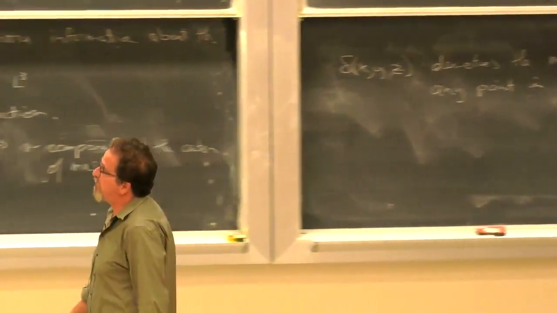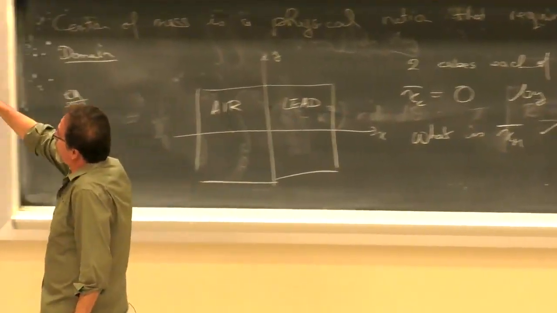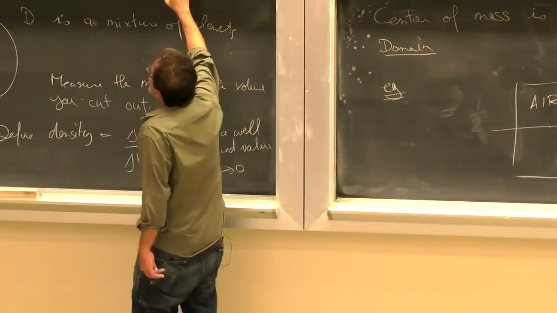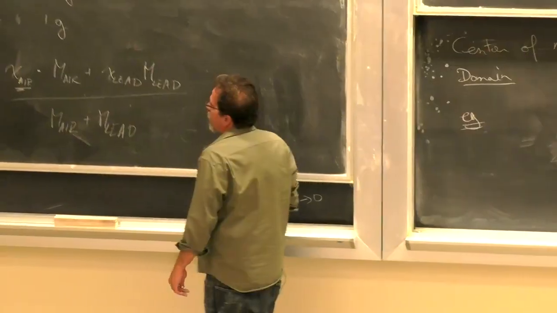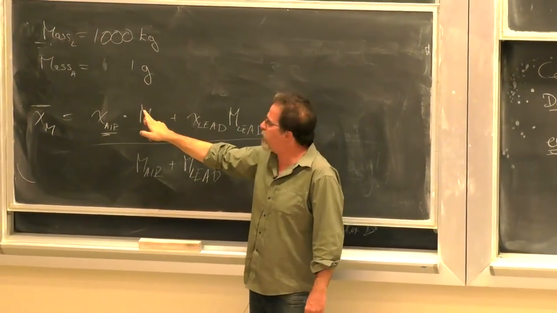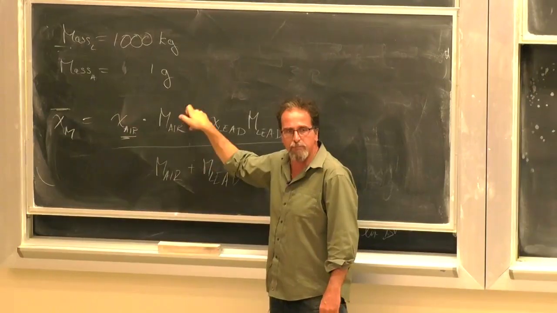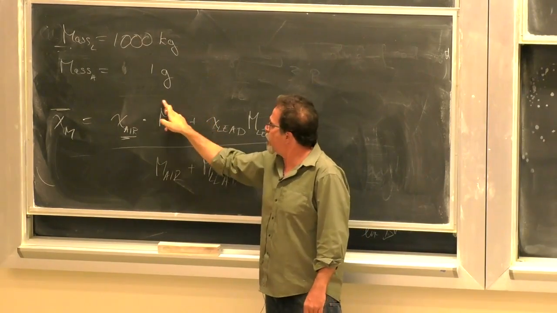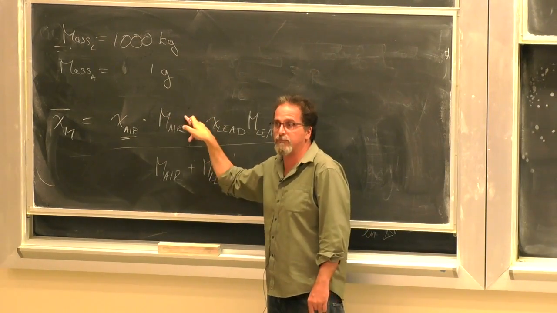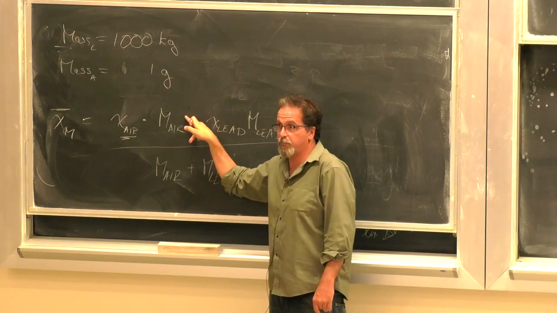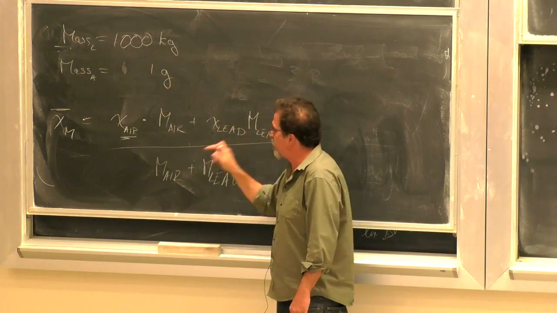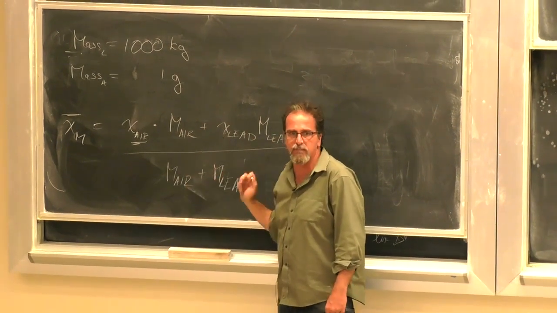I'm going to finish this off on Wednesday, but look what we're going to do. In the numerator, we're going to take the limit that delta m is small. So I'm going to replace the mass of each piece with density times volume of each piece, and the denominator will likewise be density times volume, density times volume.